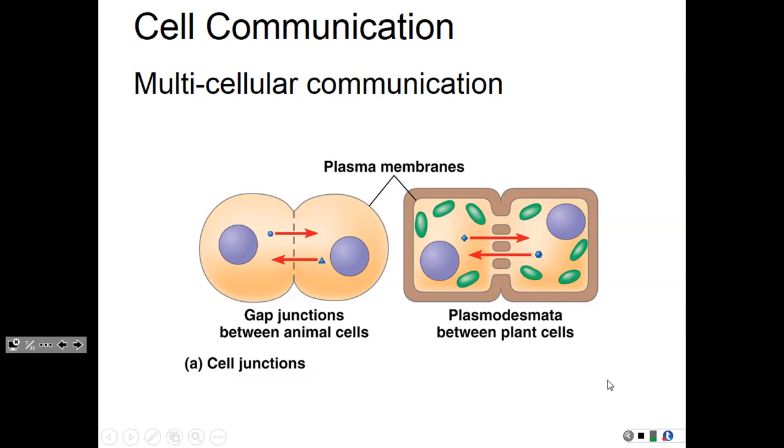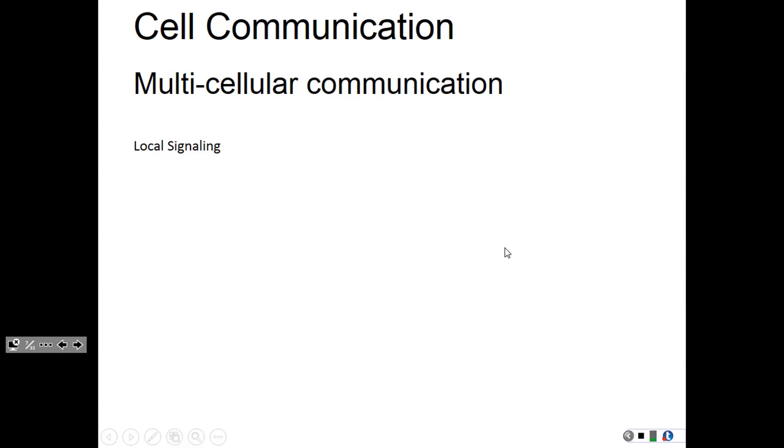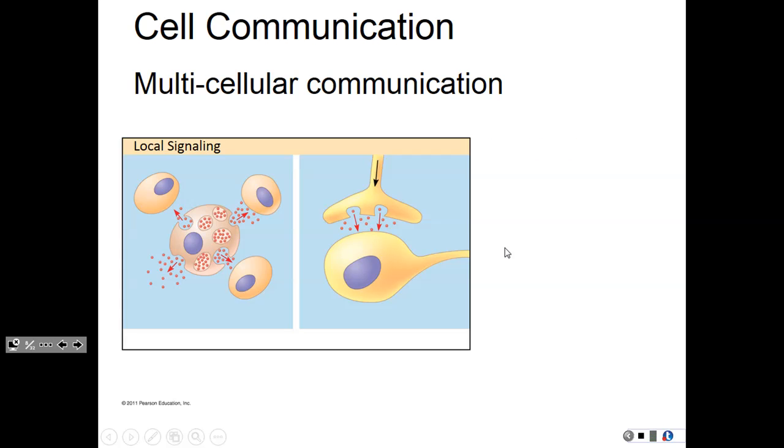Happens in plants, happens in animals, and in animals, we call those holes, that sort of fusion between the two cells, a gap junction. In plant cells, it's a plasmodesmata. Again, we're just talking here about holes that allow molecules to pass between one eukaryotic cell and another.